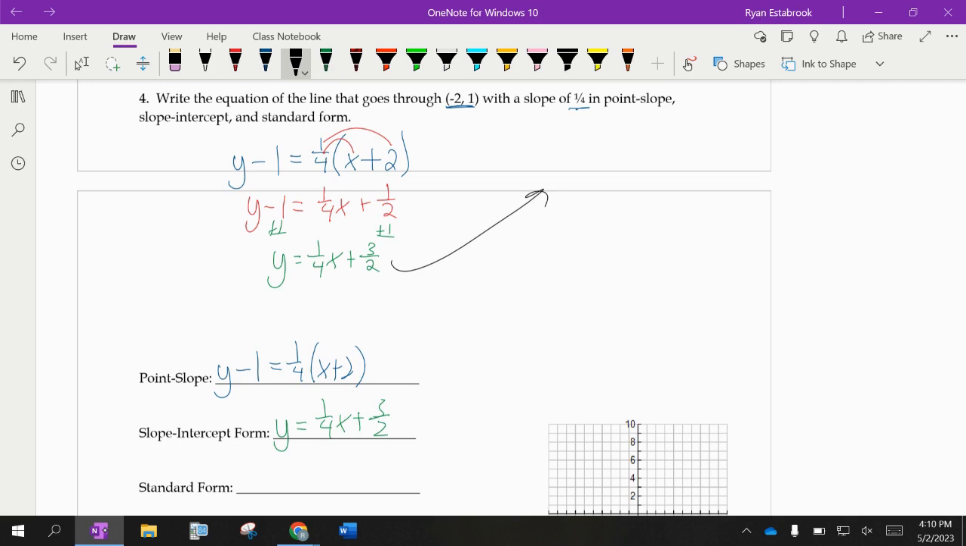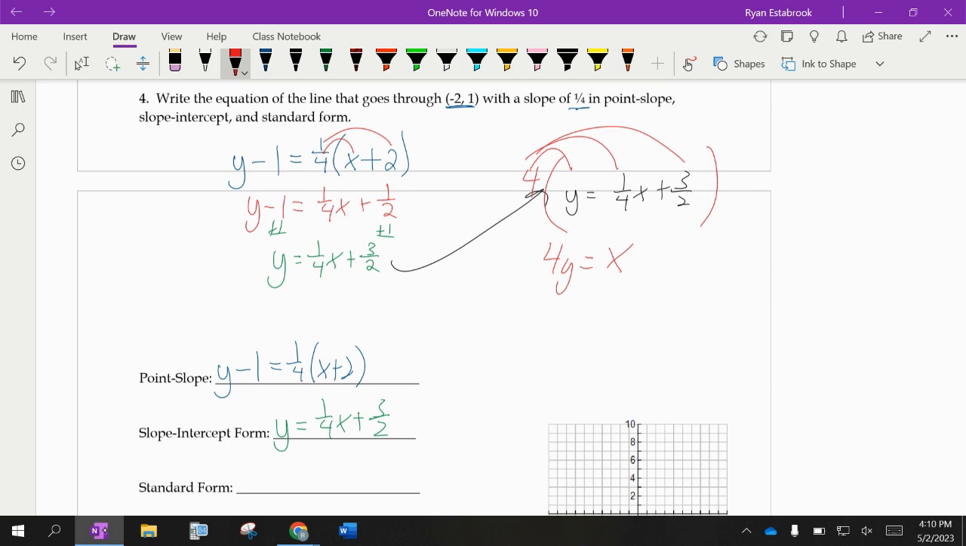Lastly, we need to get into standard form. So we're going to take this equation and do what we did in the previous one. We're going to multiply so there's no more denominators. As I look at the denominators right now, 4 is the biggest one. So if we multiply everything on both sides by 4, 4 times y is 4y.